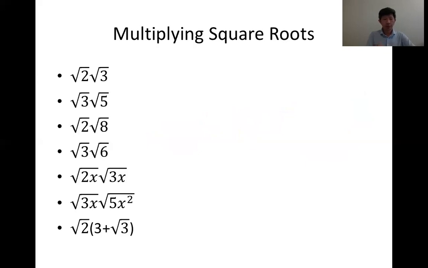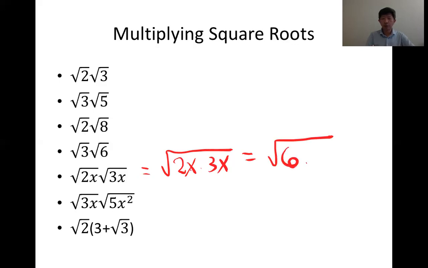Next, square root of 2x times square root of 3x. Now here, square root of 2x times 3x, which is 3 times 2, 6. x times x, x squared. Oh yeah, we carry a square, right? So we can cancel this. We change this into x, and then square root of 6. So x square root of 6. All right.